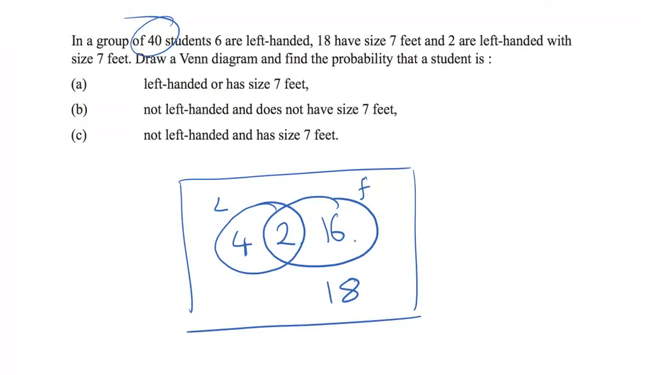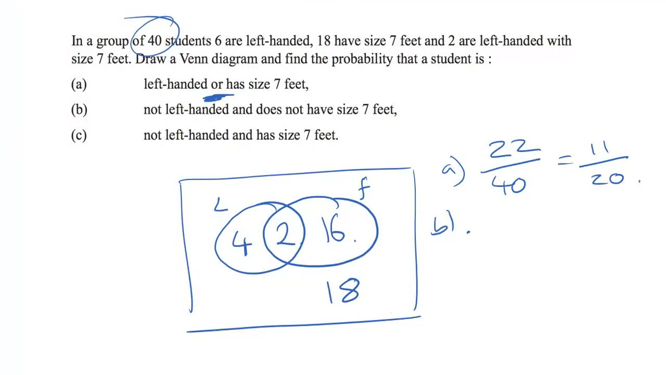Okay, so let's answer this question. Find the probability that a student is left-handed or has size 7 feet. Now, notice they say or here. It could be either. So there are 22 people in that situation, 4 and 2 and 16. So it's 22 out of 40, which is 11 over 20.